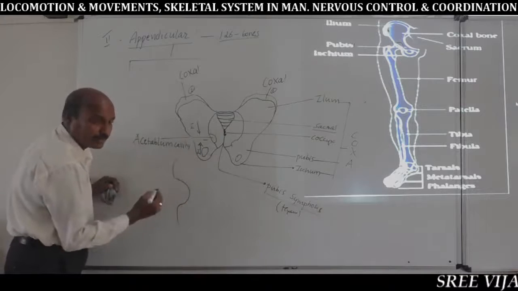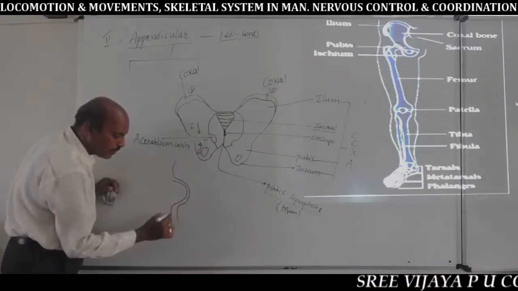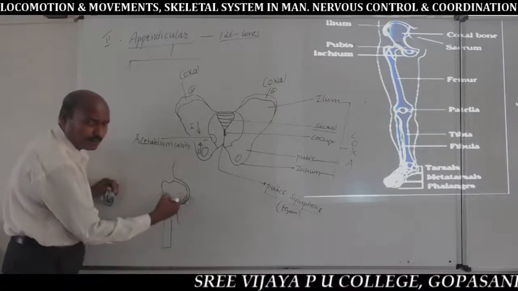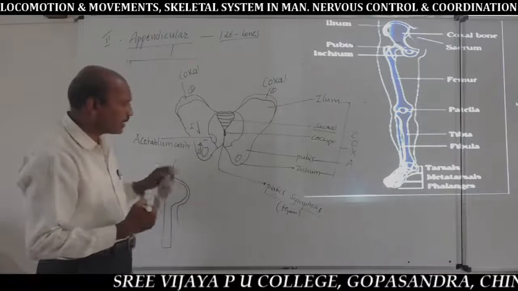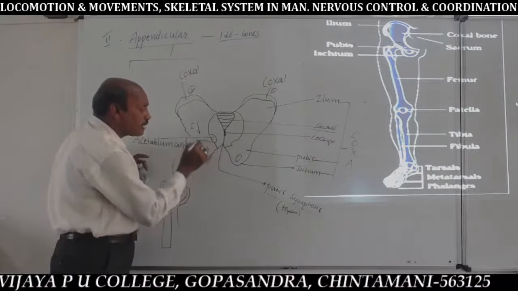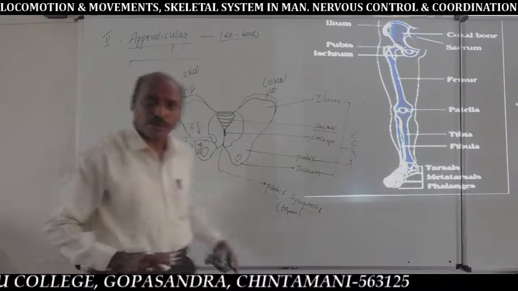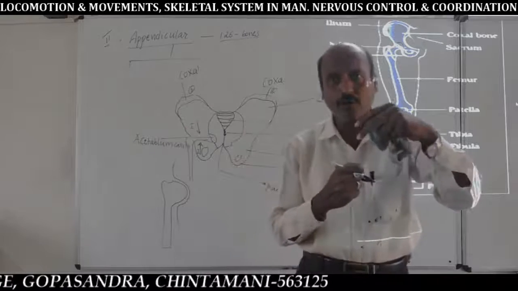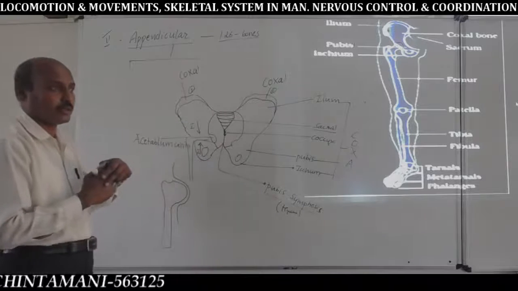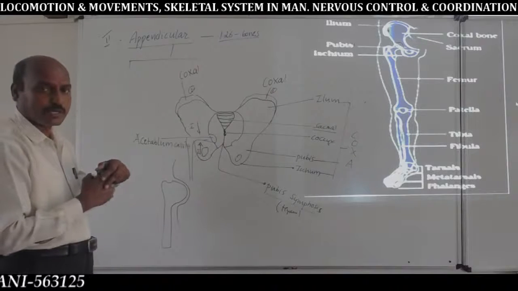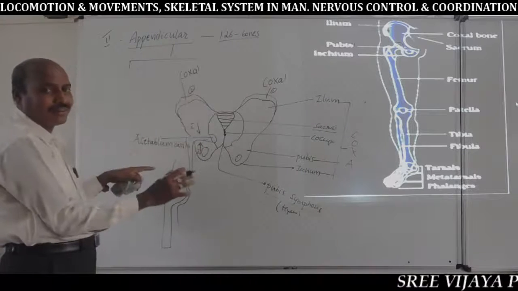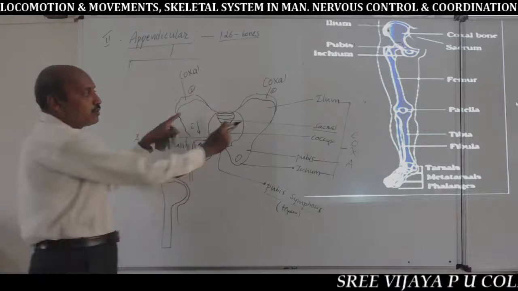Into the acetabulum cavity, the head of the femur bone, the thigh bone, is fixed in the form of a ball and socket joint. That is the function of the acetabulum cavity. Very important term.